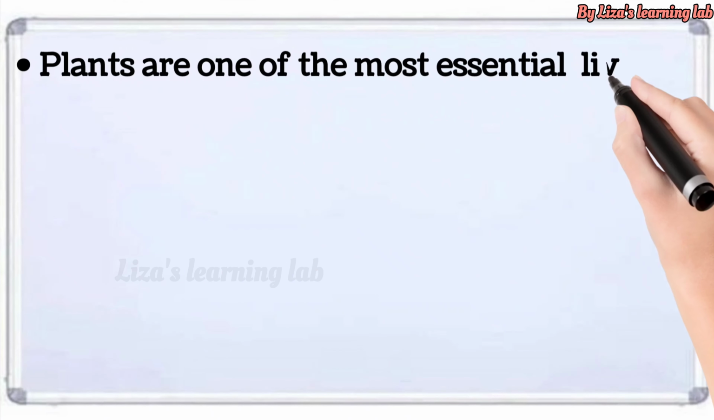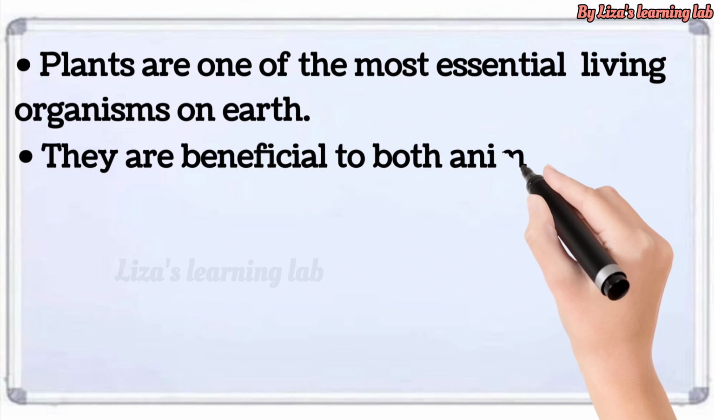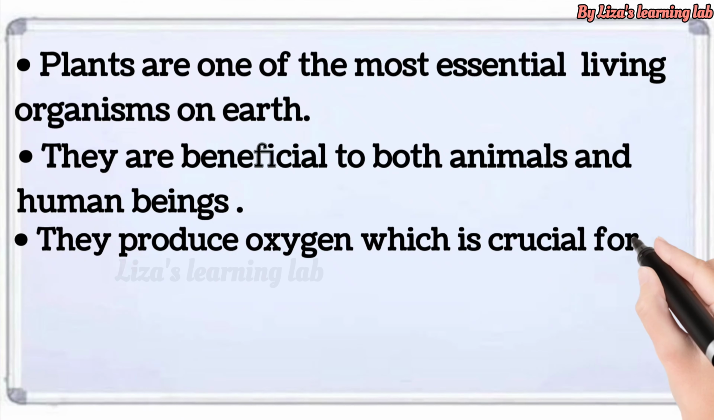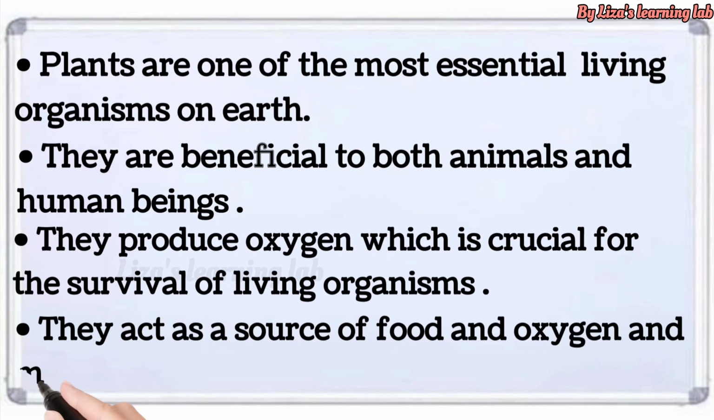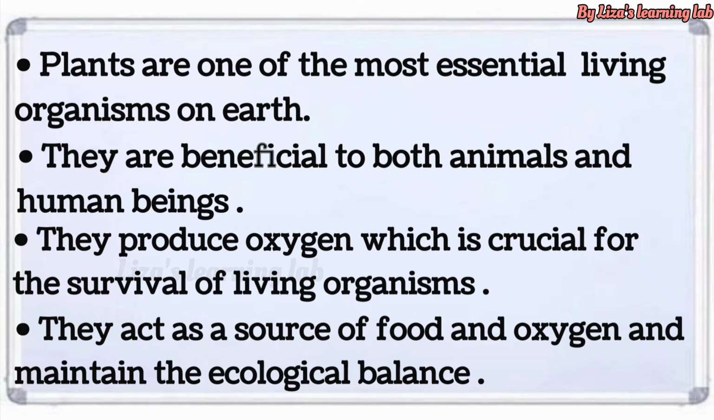Plants are one of the most essential living organisms on Earth. They are beneficial to both animals and human beings. They produce oxygen, which is crucial for the survival of living organisms. They act as a source of food and oxygen and maintain the ecological balance.